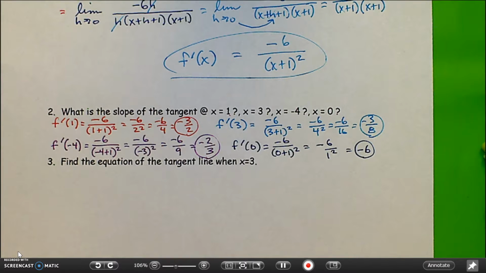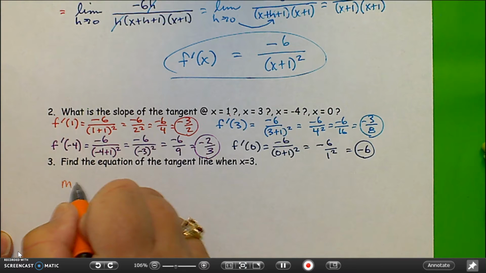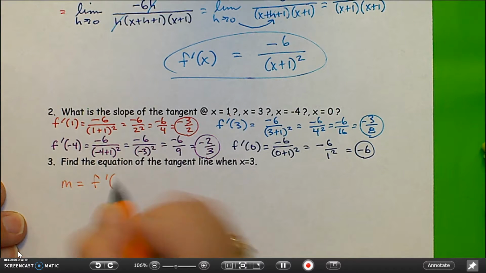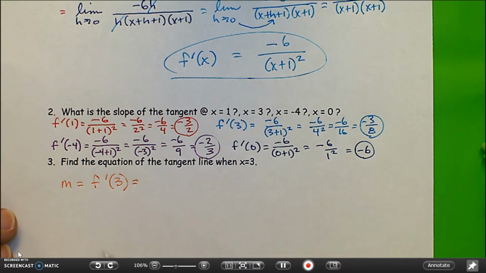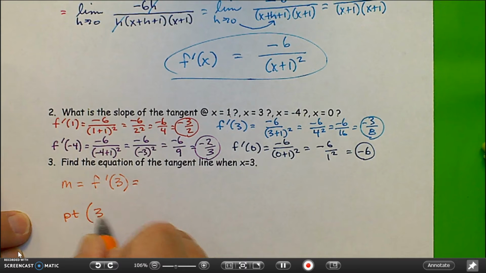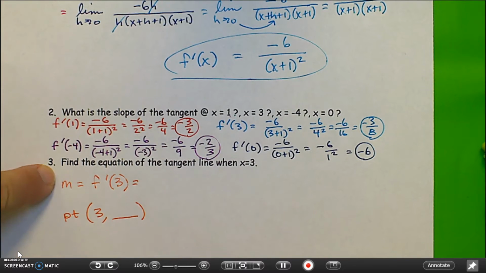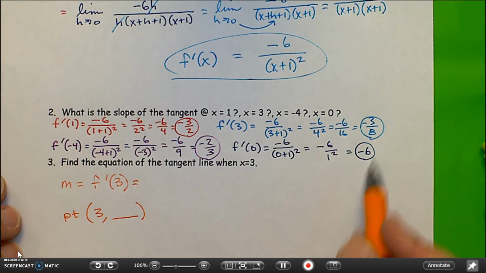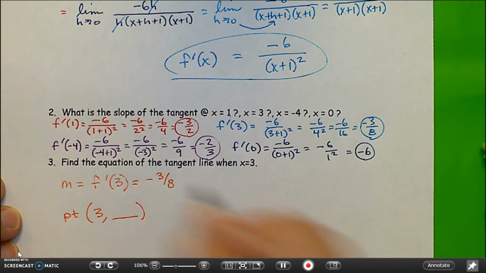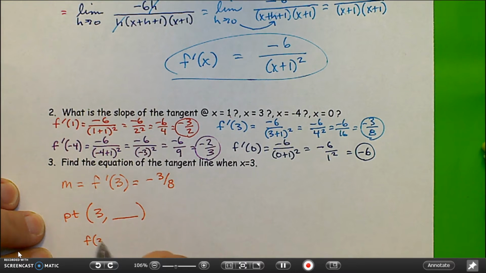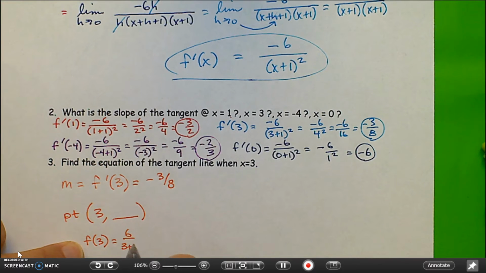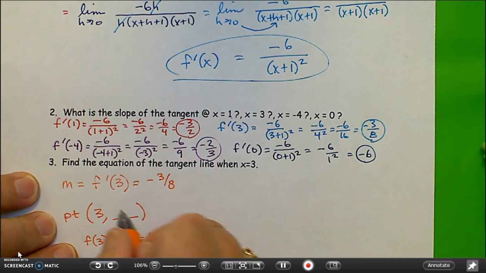Okay, I know I need two things to find the equation of a tangent line. I need the slope. In this case, it's going to be f prime at what value? We're looking at x equals 3, so I need f prime at 3. And I need a point. X value is 3, I need the y value. So my slope is the derivative at 3, which we already calculated, negative 3/8. And then the point, x is 3, the y value, I can get that from my original function. I just need f of 3. Not f prime of 3 now, just f of 3, which is 6 over 3 plus 1, 6/4, so that's 3/2.